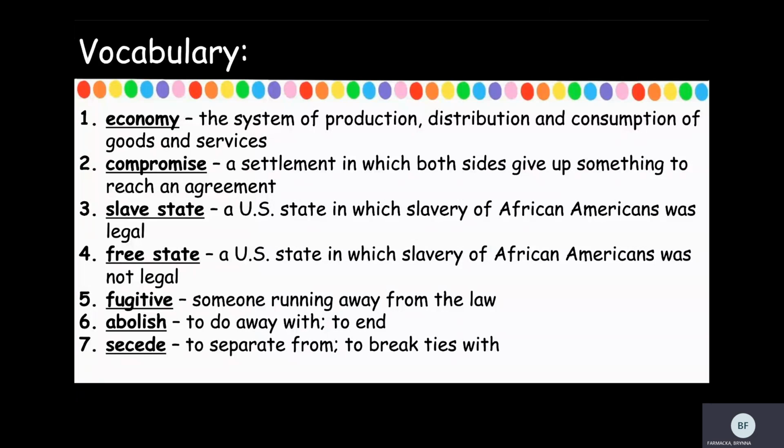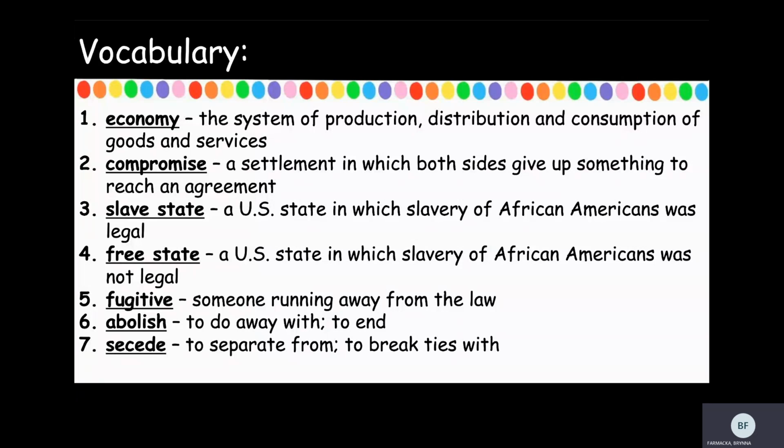All right, so number 1 is economy. The economy is the system of production, distribution, and consumption of goods and services. Number 2 is compromise. Compromise is a settlement in which both sides give up something to reach an agreement. Number 3 is slave state. Slave state is a U.S. state in which slavery of African Americans was legal.